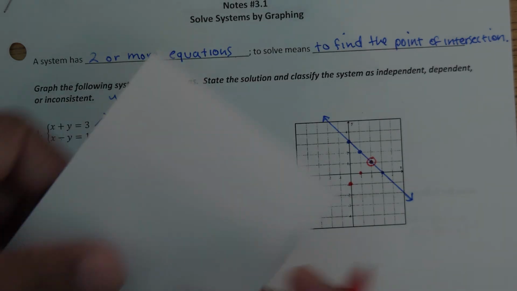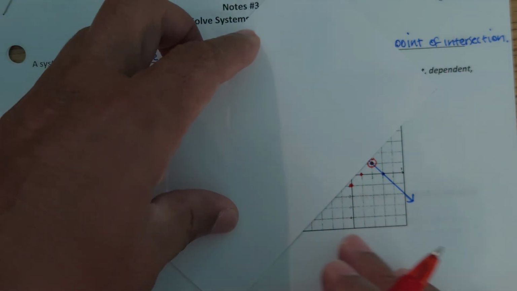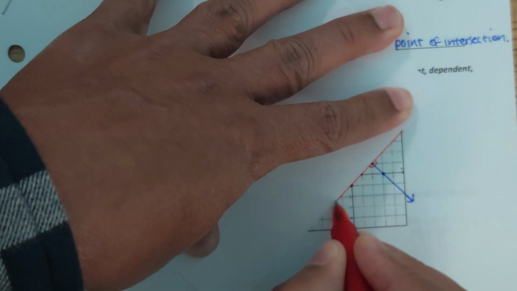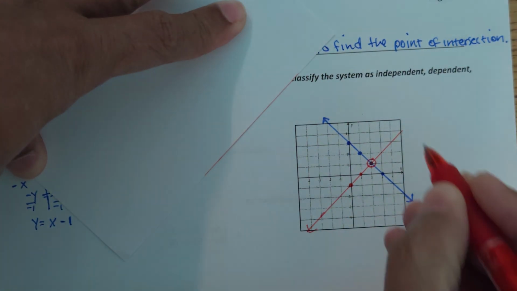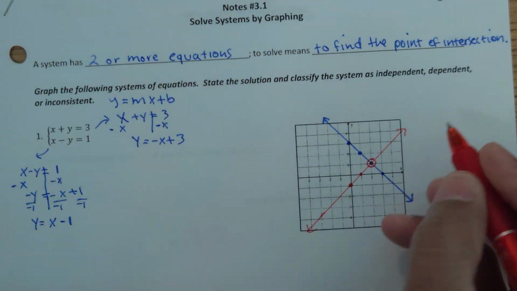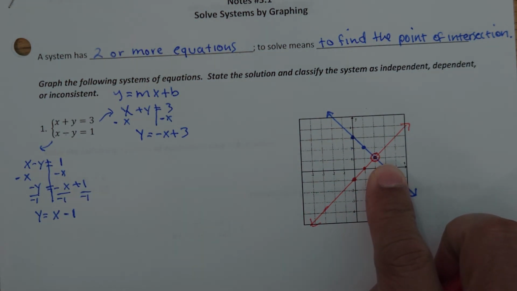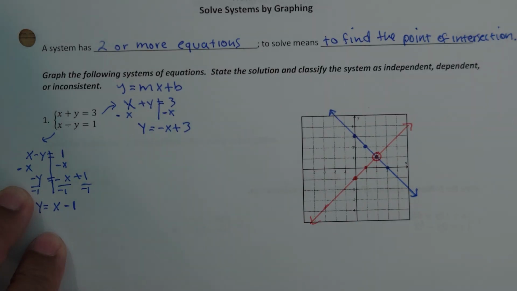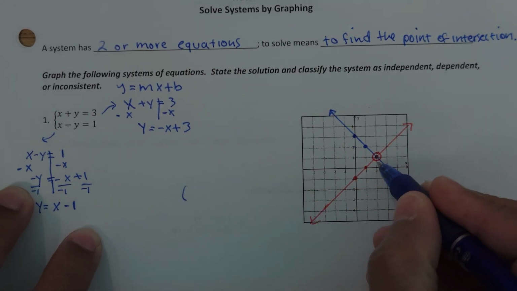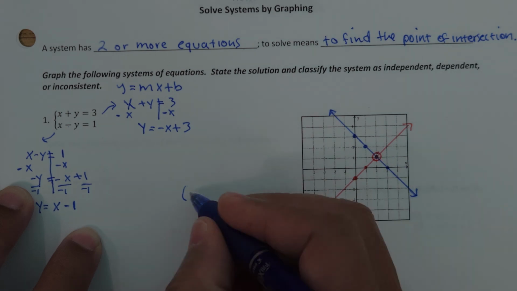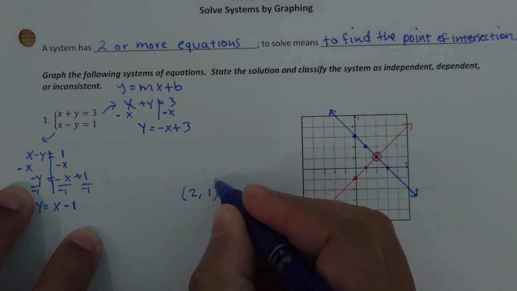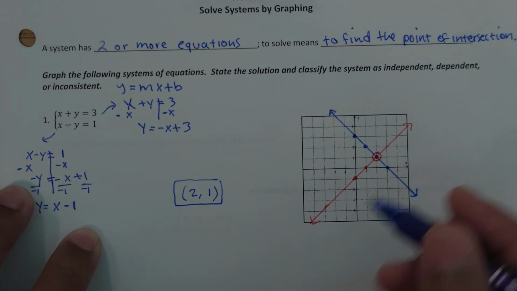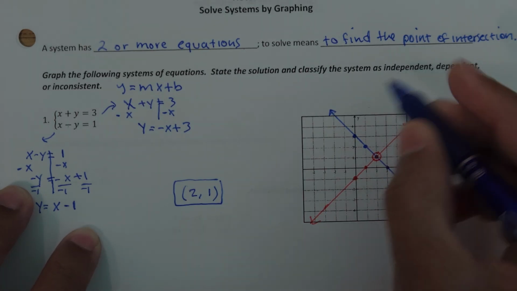Okay, so then I'm going to connect the points for this graph. As you can see, the intersection happens at this point. So the question is, what is the x and the y coordinate at that point? x is positive 2 and y is 1. So (2, 1) is the solution to the system of equations, because that's where the two lines intersect. So this system is independent.